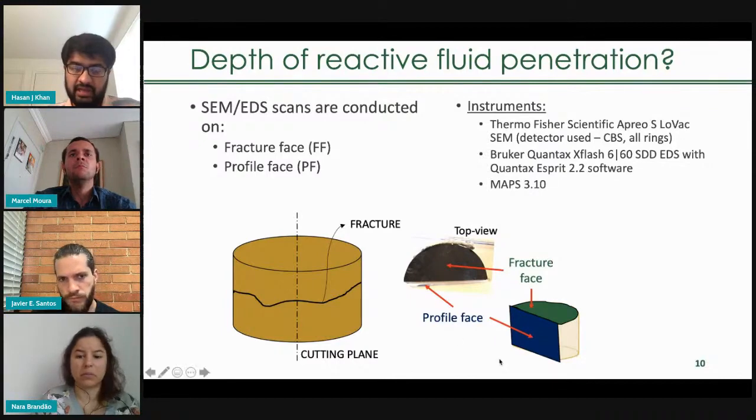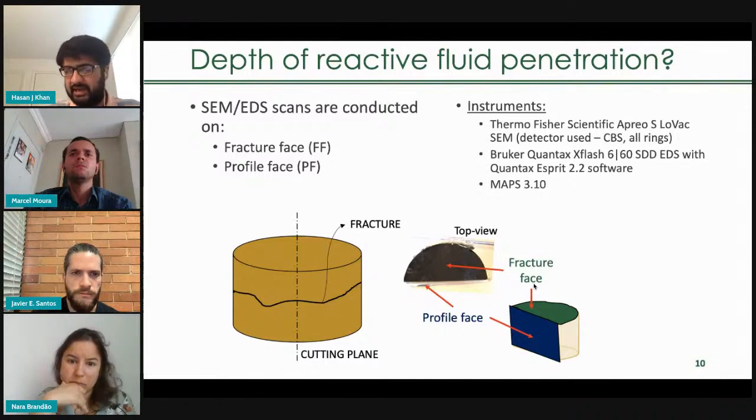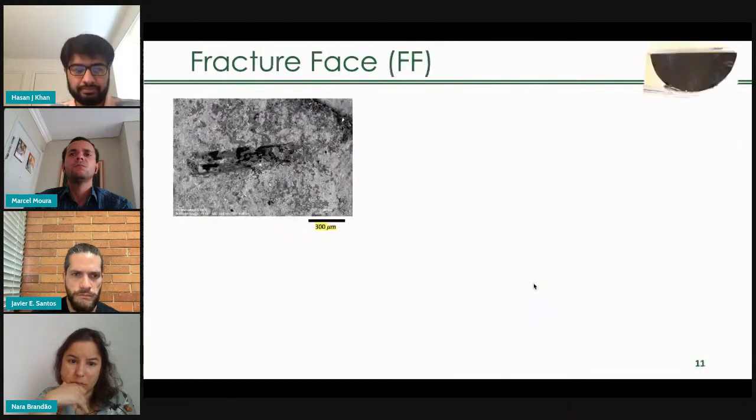So we polished the surface and coated it with gold prior to the SEM, and for the fracture surface, we just coated it with the gold particles, and we did not polish the surface because we wanted to capture the surface topography.